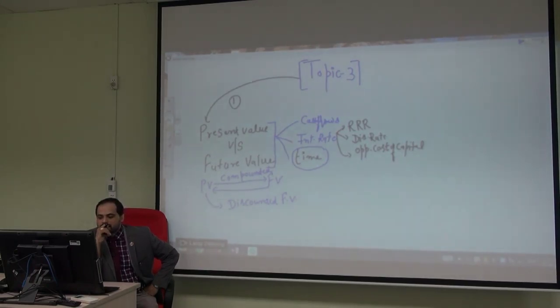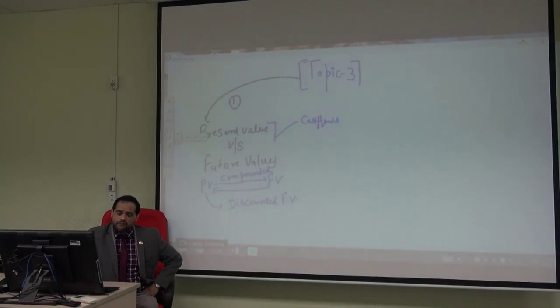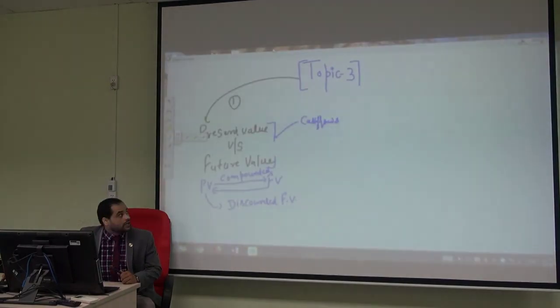Alright, so let's start with the present value and future value. We start with the cash flows. As I mentioned, cash flows are one of the important factors that we require to estimate the present value or future value. We have mainly 4 types of cash flows that help us give the value of money in present or in future.